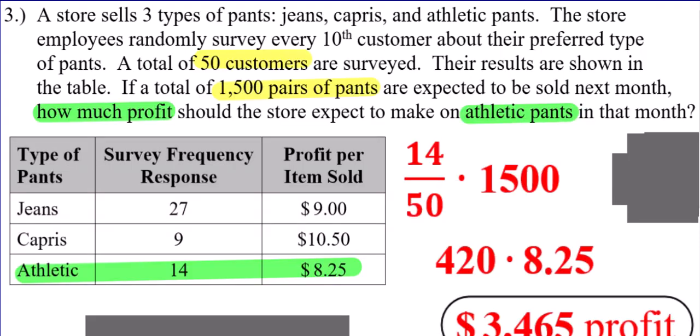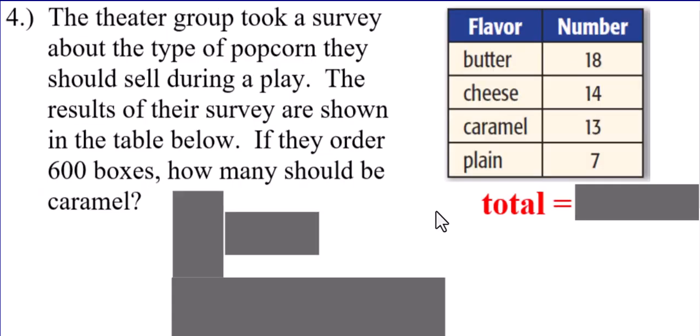Sometimes it's given to you. Like problem number 3, they told me that if I added these numbers together, I would get 50. Well, they didn't directly say add them together, but they already told me that there was 50 total surveyed. So sometimes it'll give you that number. Other times it will not, and you will have to figure that out.